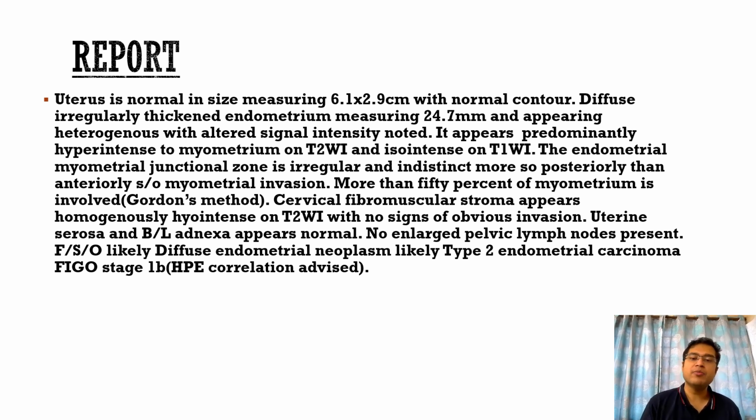And the cervical fibromuscular stroma, which was seen very well, was homogeneously hypointense on T2 weighted images with no obvious invasion. The uterine serosa and adnexa were all clear. There were no obvious pelvic lymph nodes which were present. So features were suggestive of a diffuse endometrial neoplasm, likely type 2 endometrial carcinoma, FIGO stage 1B, and HPE correlation was advised.